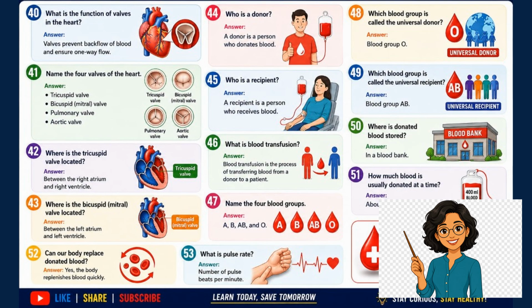Question 40. What is the function of valves in the heart? The answer is valves prevent backflow of blood and ensure one-way flow.